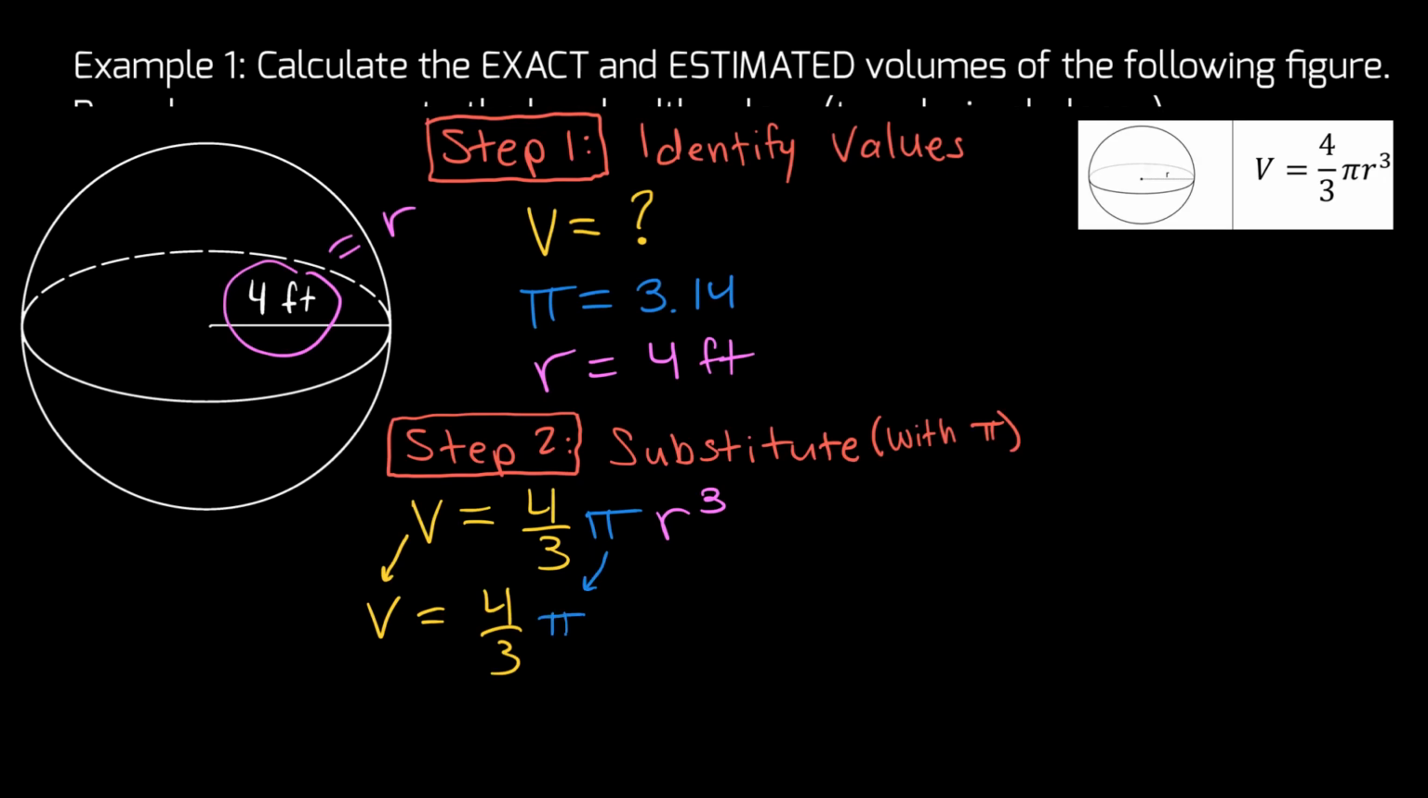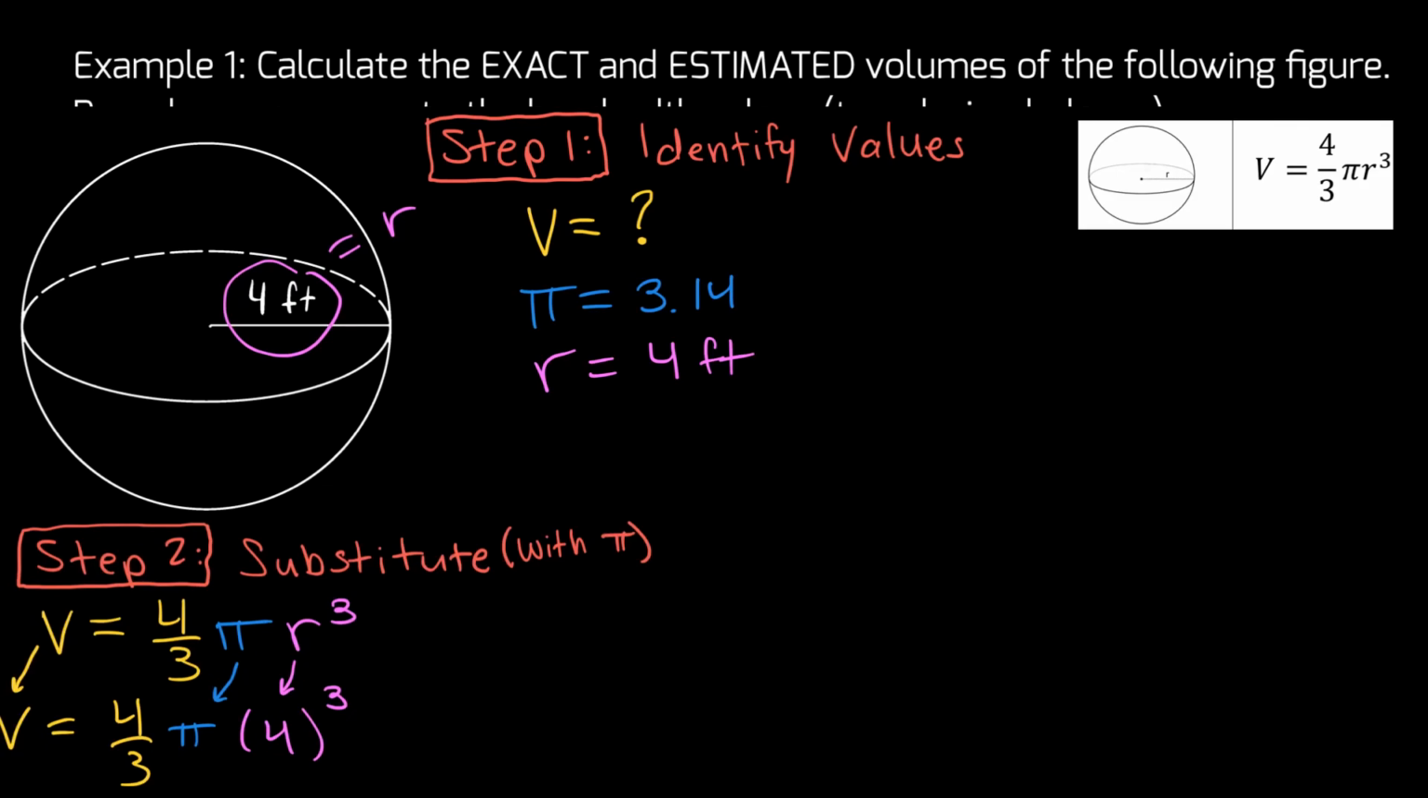And then r, I'm going to change into a 4. Notice that I'm putting it inside parentheses. And also note that the exponent of the radius is 3. So this also has to be a 3. This isn't changing. This will always be 3. Just the r is changing to whatever number it's equal to. And now I move some things around a little bit just so I have more room.